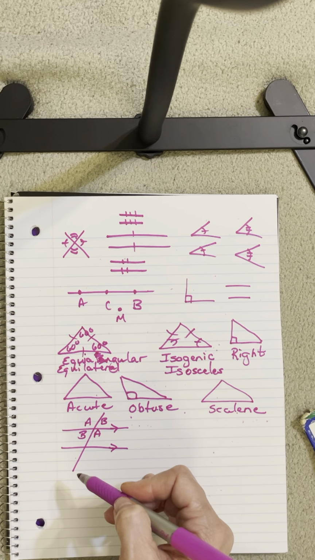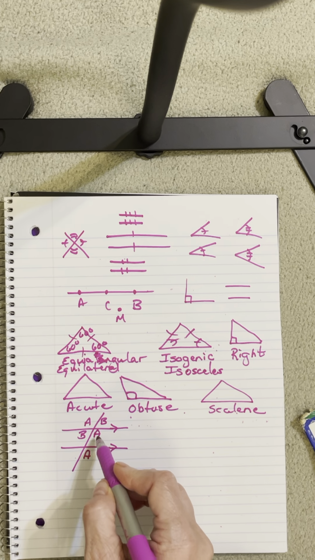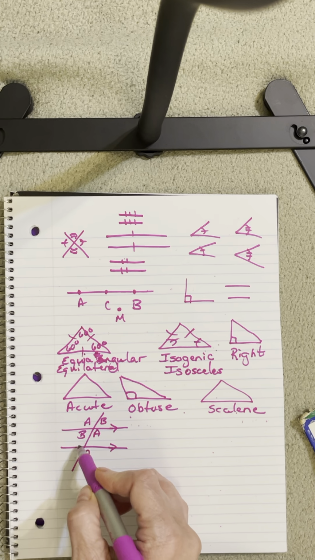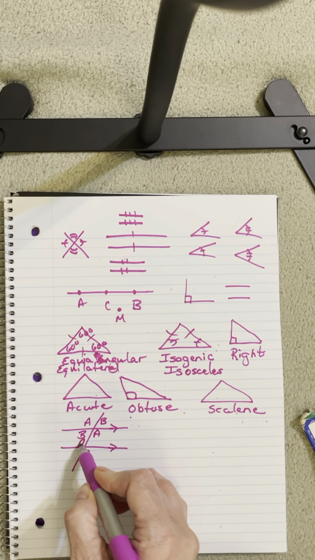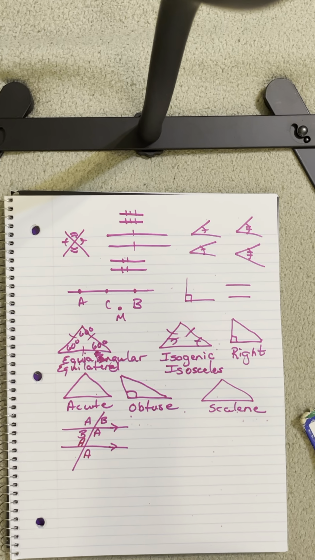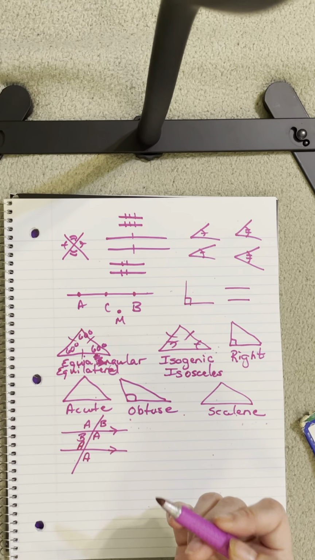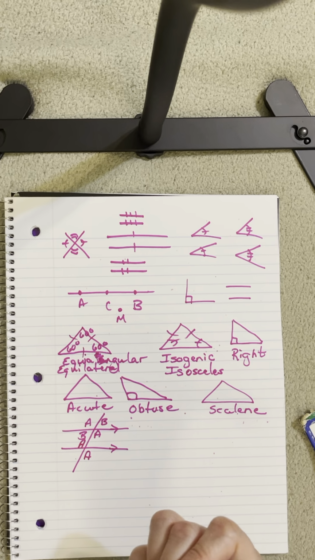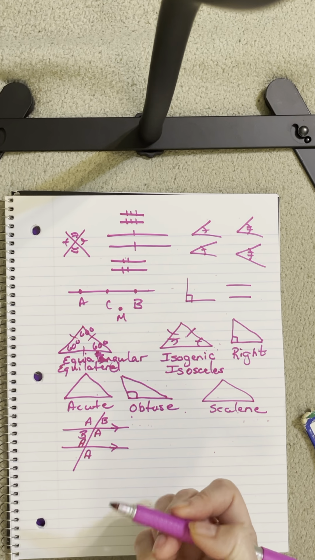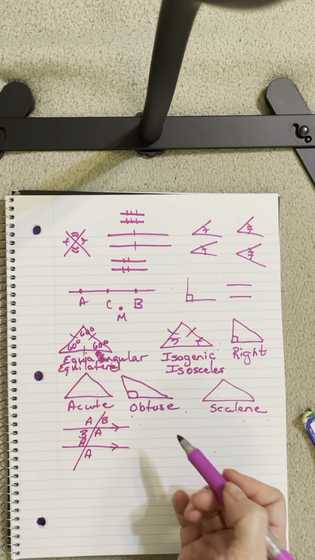If I move to this A and I want to talk about its alternate interior angle, go to the opposite side but remain inside the parallels, it's A. It's also A because they are vertical. Okay, so now to get the term for corresponding, that means I am combining a vertical and an alternate set, and that will make them corresponding.